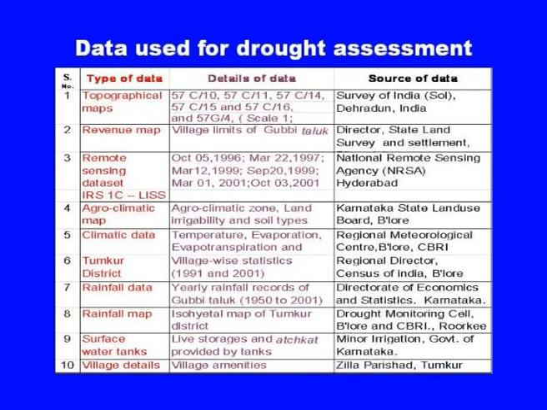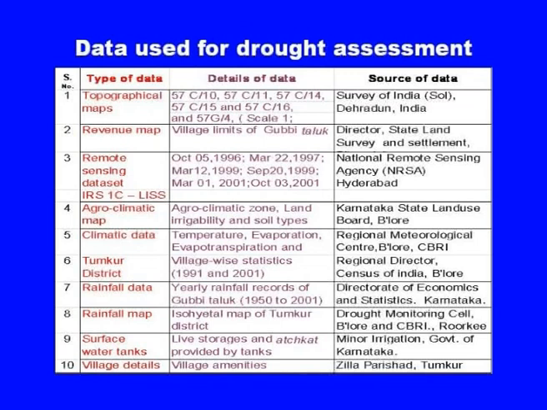Third data set is naturally the remote sensing data set. This is going to provide us the multi-date information which may be required to make an assessment of the drought. In India, the nodal agency to provide satellite data is the National Remote Sensing Agency located at Hyderabad. Then we may need agroclimatic maps, which could be available from the state land use boards, climatic data which could be obtained from regional meteorological centers or from IMD at New Delhi.